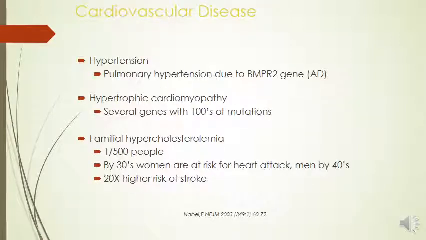This slide shows you some of the autosomal dominant disorders that cause cardiovascular disease, such as hypertension, hypertrophic cardiomyopathy, and familial hypercholesterolemia. So we will stop here now for the autosomal dominant, and in the next portion of this week we will be looking at autosomal recessive disorders.